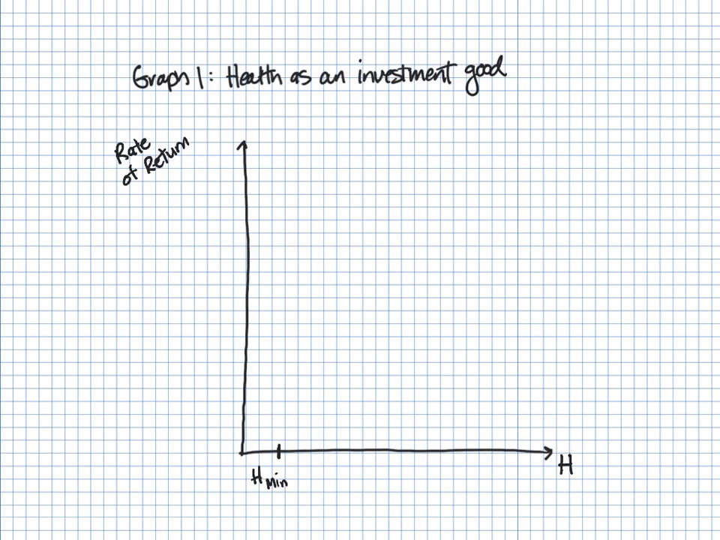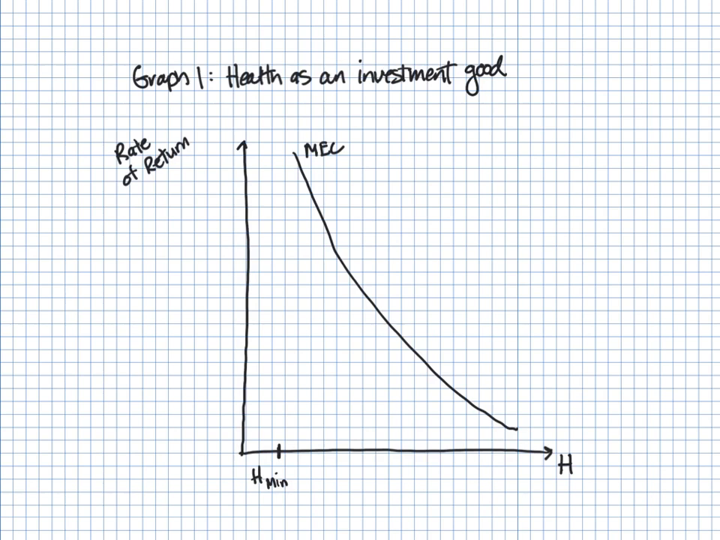All right, so I'm going to plot what we call the MEC curve. MEC stands for the marginal efficiency of capital. And notice that this line is downward sloping. So what that means is that as H gets larger, the rate of return that we get from each subsequent unit of health capital is diminishing.